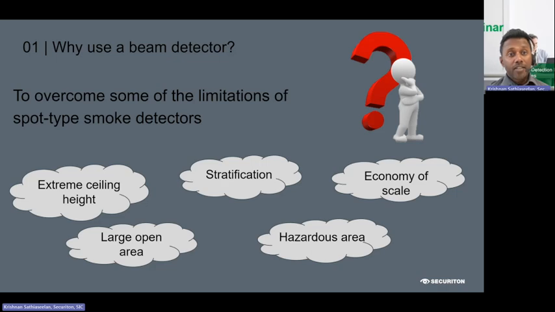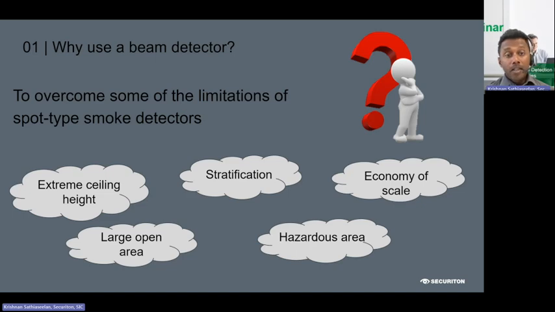You need a special detector to detect the smoke. That's why beam detectors are getting into the picture. Second, the large open area. If the area is too large, point detectors would be insufficient or have limitations, because the smoke has to reach the point detector to be detected. This is where a number of beams installed in a large area shortens the time to detect, making it faster.